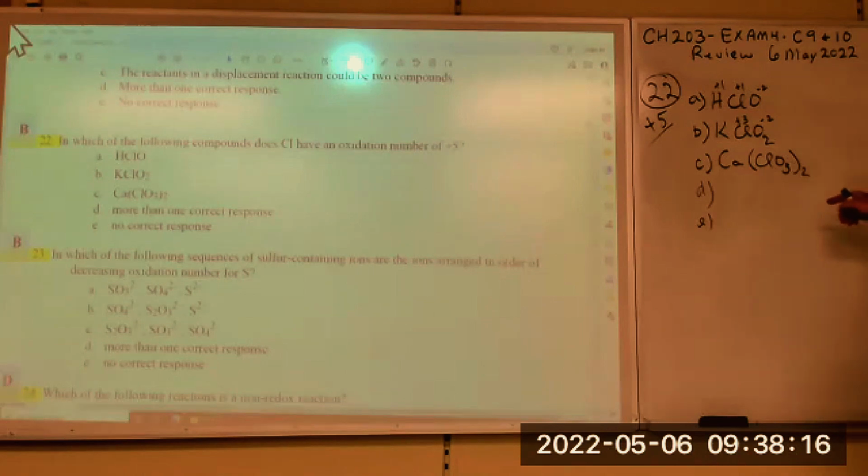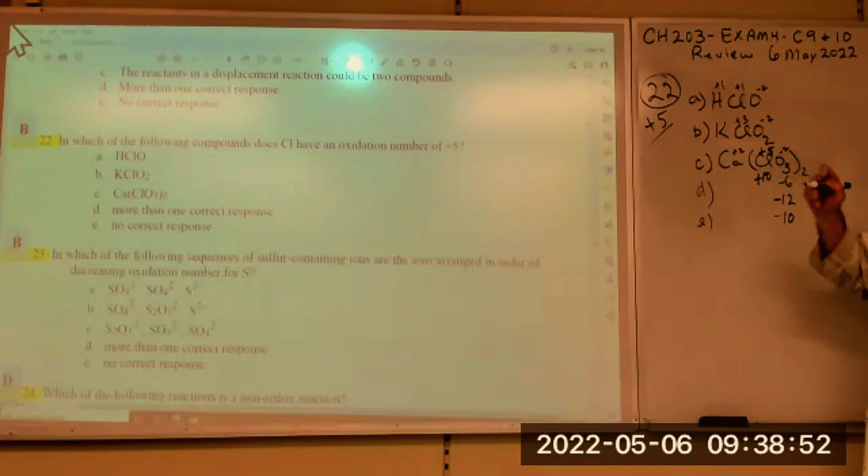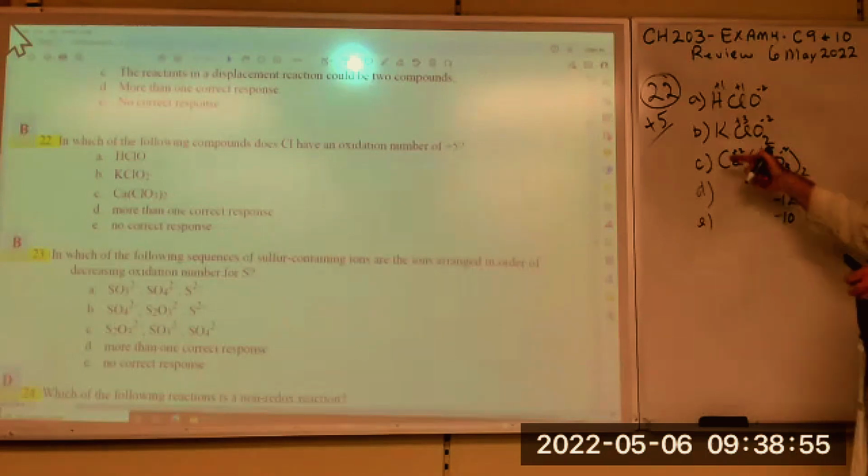How about this one? This one is -2 for oxygen. And that means -6 here. But we got 2 of them. So that's a -12, right? Okay, give it a second to sink in. All right, then we have to balance against this +2. So +2, and that one means -10. So that means this chlorine has to balance with a +10, but there are 2 of them. So each one is a +5. There it is. C is the answer.